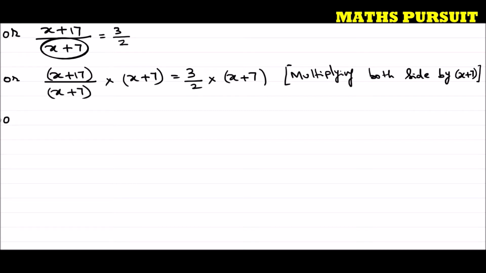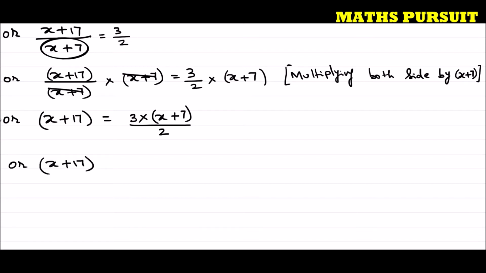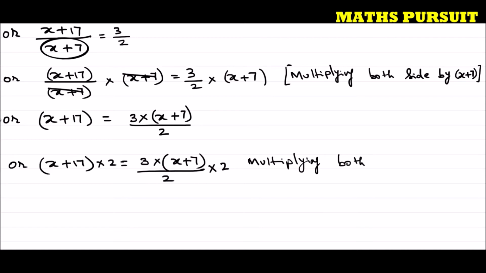Now let us solve it further. This x plus 7 and this x plus 7 cancel out. We are left with x plus 17 is equal to 3 into x plus 7 divided by 2. Or I can write x plus 17 into 2 is equal to 3 into x plus 7 divided by 2 into 2. What am I doing here? Again I am multiplying both sides by 2.